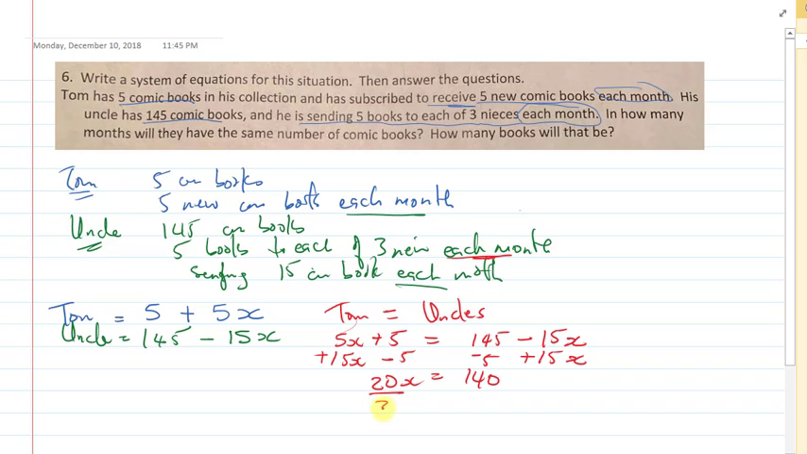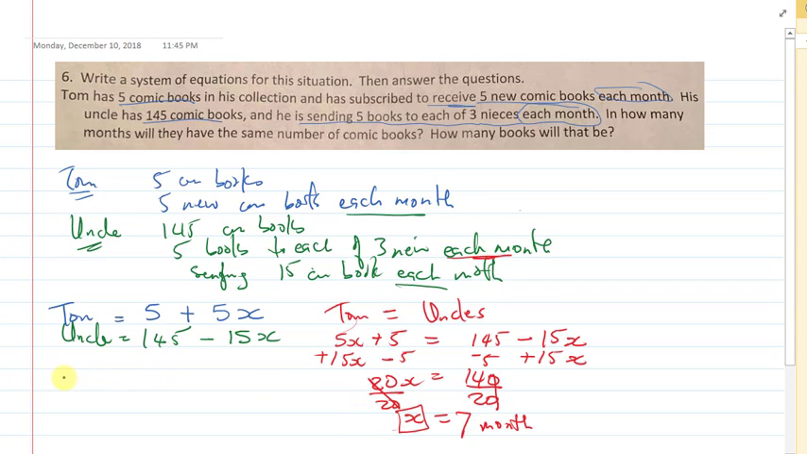So we're now going to divide by 20, and we have x is equal to 140 over 20, which is 14 over 2, which is equal to 7. So basically the answer would be 7 months. Remember, x represented months. So it will take 7 months for them to have the same number of comic books.